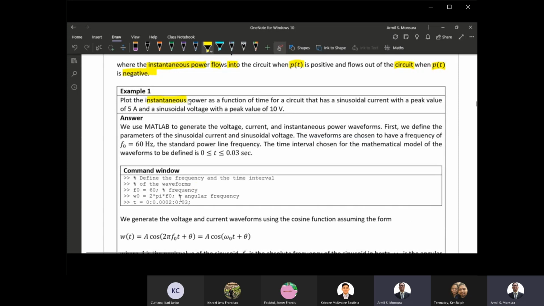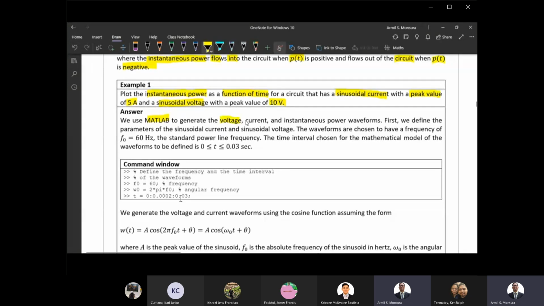So, let's plot the instantaneous power as a function of time for a circuit that has a sinusoidal current with a peak value of 5 amperes and a sinusoidal voltage with a peak value of 10 volts. Since this is a plotting exercise, let's use MATLAB to generate the voltage, current, and the instantaneous power waveforms. So, let us first define the parameters of your waveforms.